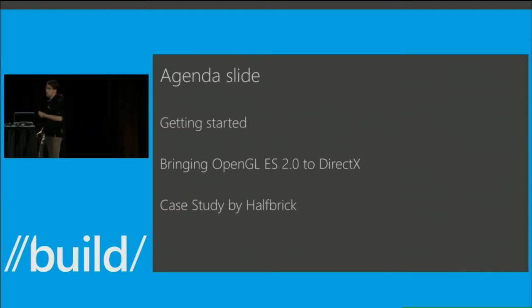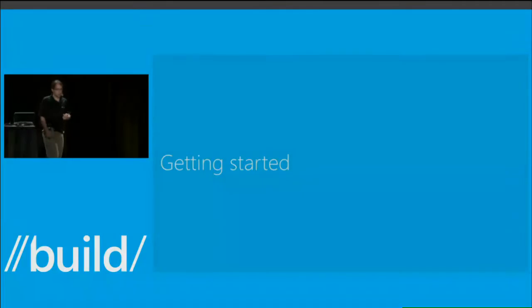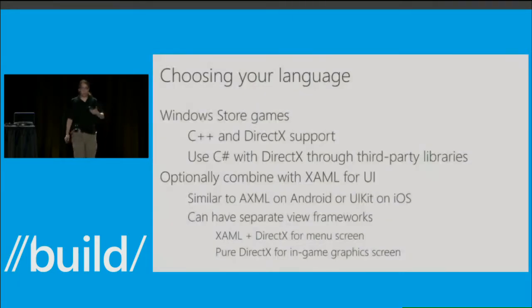So when you think about bringing your game over to the Windows Store from other platforms, Android and iOS, maybe you've been on Android and used their native development kit to develop using C++. Well, we have a great story there. If you want to use DirectX, which is the analogous thing to OpenGL ES, then C++ and DirectX is our officially supported option. But let's say you developed a game on Android purely in Java. You can absolutely use C#, which is somewhat similar to Java, through third-party libraries like SharpDX and SlimDX.